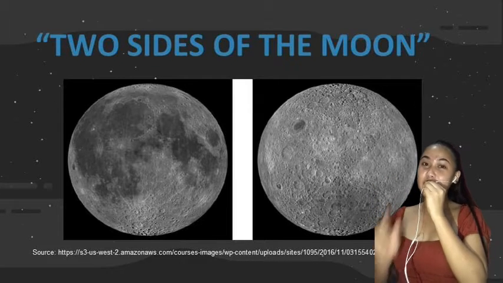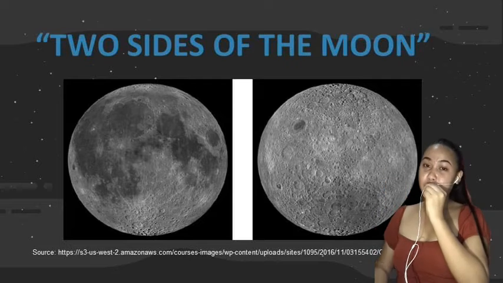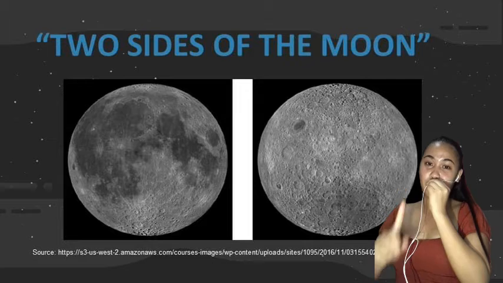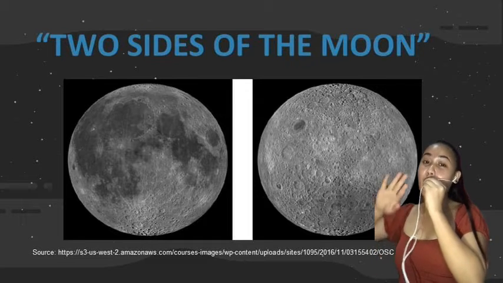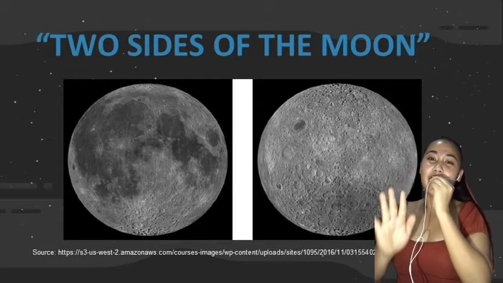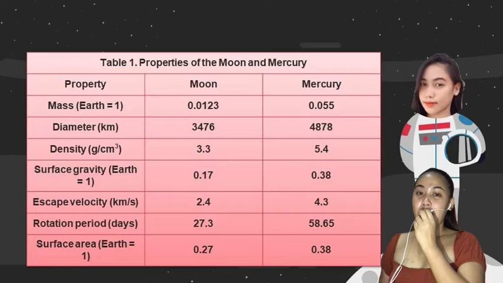Maintindihan natin yung left side kanina. It is part of the hemisphere that faces the Earth, while the right side is part of the hemisphere that faces away from the Earth. And then, ano makikita natin dito? It is dominated by highlands.